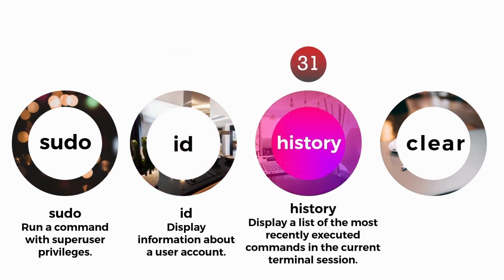memberships. Next one is the history command, and as the name suggests, it displays a list of most recently executed commands in the current terminal session. It allows you to view and recall previously executed commands, making it easier to repeat or modify commands that you have used in the past. So when you type a command into the terminal, it is added to the history list, and you can then view the history list by typing the history command.